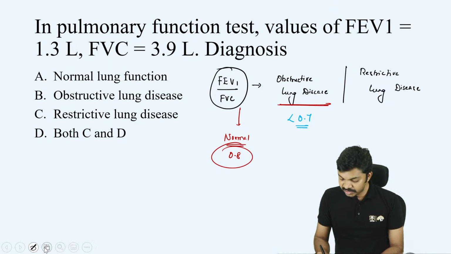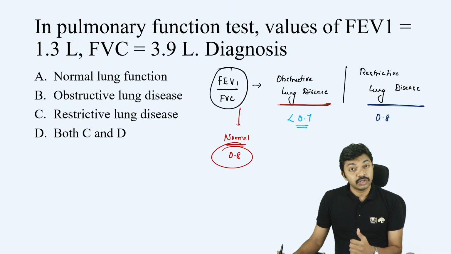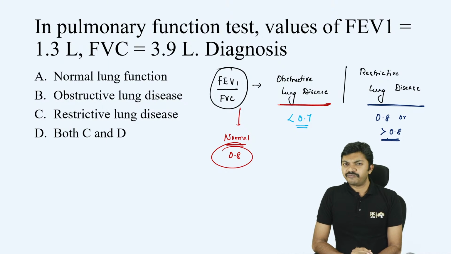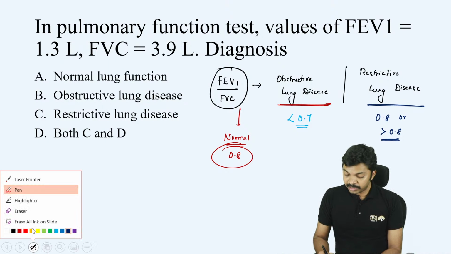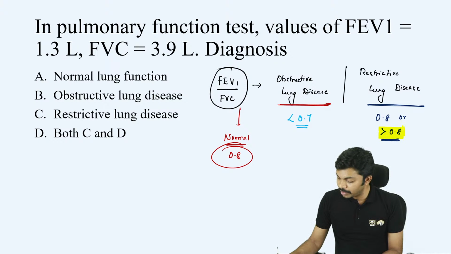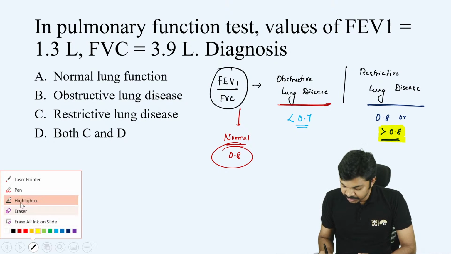In case of restrictive lung diseases, the value can be 0.8, the normal value, or it can be even more than 0.8. That's a very important finding in restrictive lung disease. Alright, the value can be either normal 0.8 or it can be even more than normal value, people. That's restrictive lung disease. So let's get back to the question here.